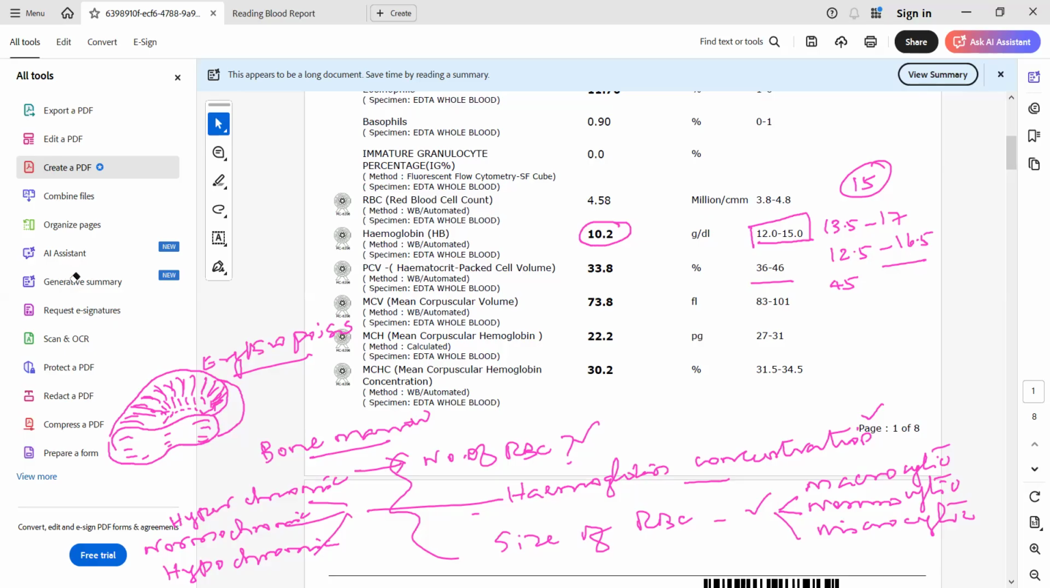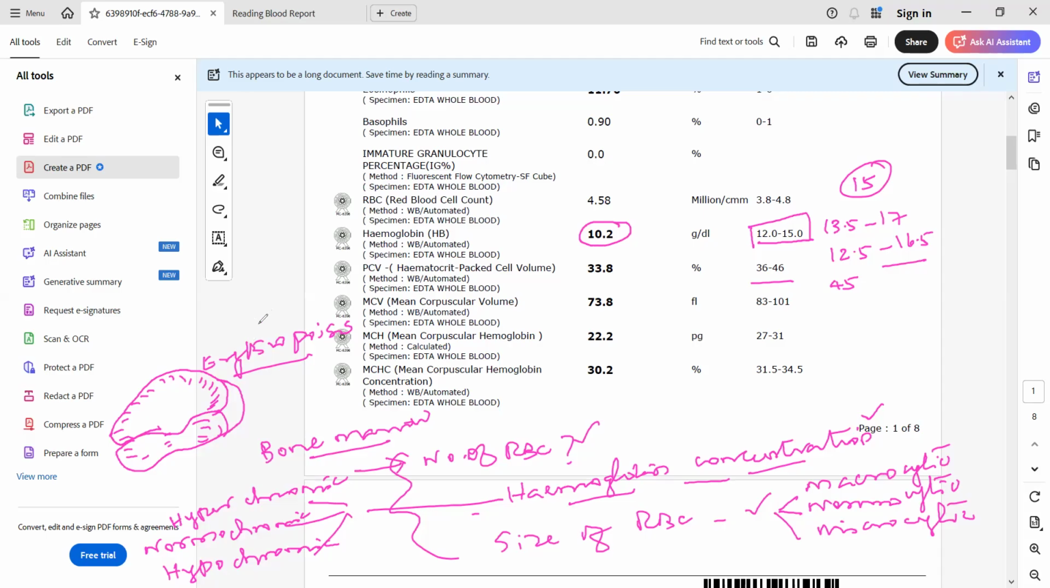If it is normochromic, then it will be normal. In hypochromic, the pallor will be only at the periphery. So the huge area is pale. There is no hemoglobin content, no juicy part. For that only we need to see what is the hemoglobin concentration. Before that, we will come to the first one, number of RBC.